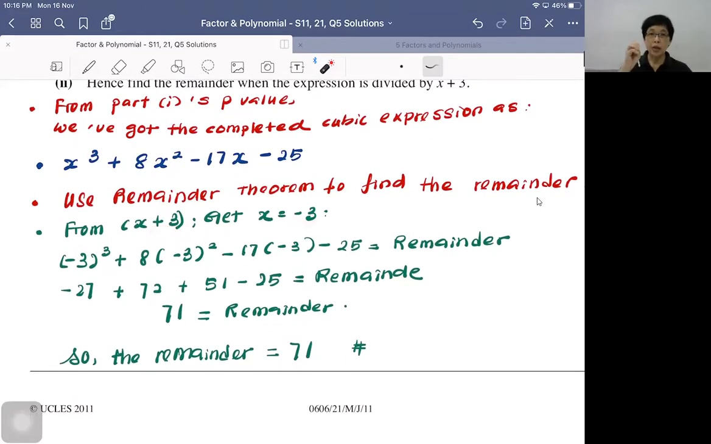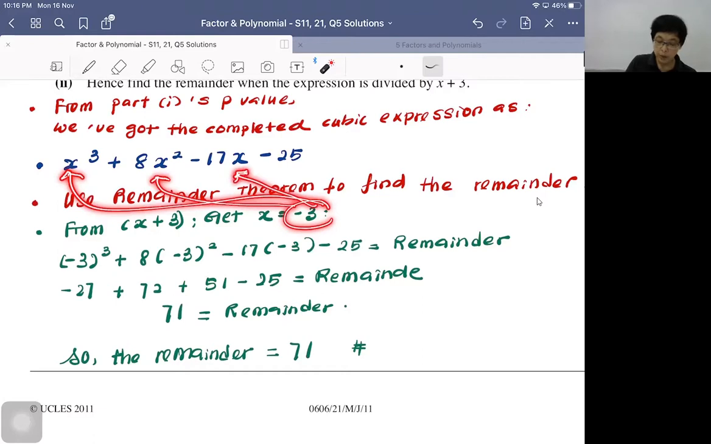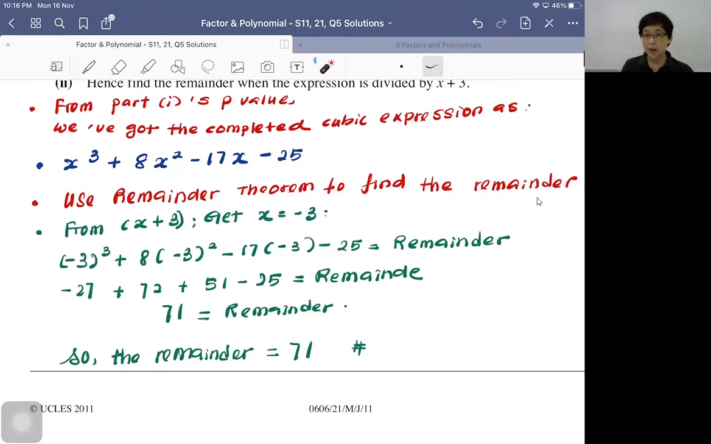Now what you do is take the x value, which is negative 3, and substitute it accordingly into the cubic expression. Substitute: negative 3 cubed plus 8 times negative 3 squared minus 17 times negative 3 minus 25. According to the remainder theorem, we equate it to the remainder.